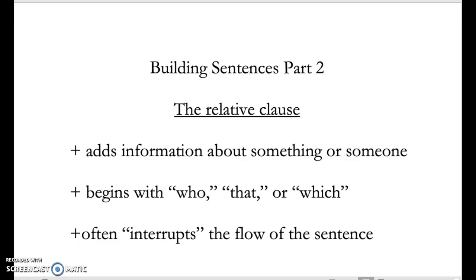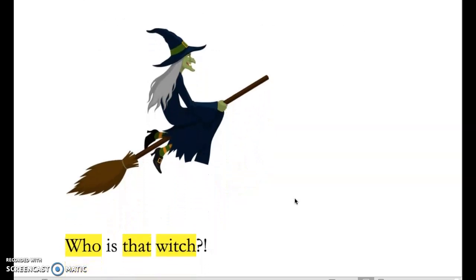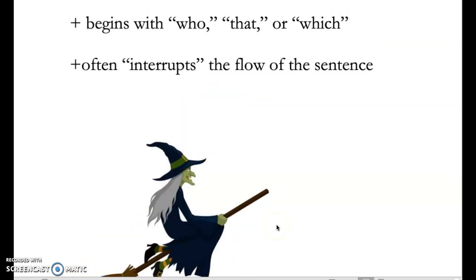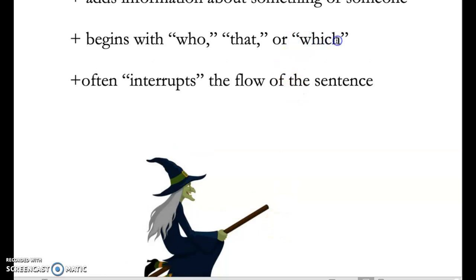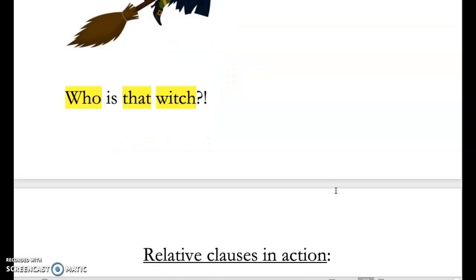So one way that my students and I have been able to remember that a relative clause begins with who, that, or which is to imagine that we see a witch and we ask the question, who's that witch? And in that question we have who, that, and which. Now, which is spelled wrong here, but as long as you remember that the witch you're talking about is spelled like this, I think that you're fine. So, who's that witch? I don't actually know, but now I've remembered the three words that begin a relative clause.